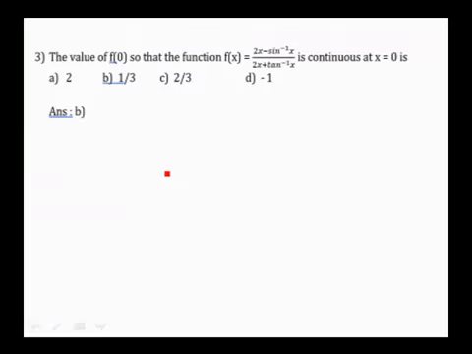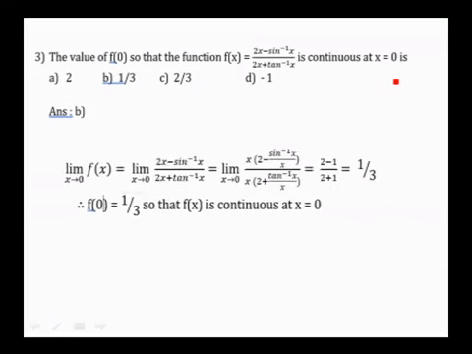The value of f(0) so that the function f(x) = (2x − sin⁻¹x)/(2x + tan⁻¹x) is continuous at x equals 0 is: a) 2, b) 1 by 3, c) 2 by 3, d) −1. So if you just consider this one, if I take x as a common factor in the numerator and also in the denominator, the limit of f(x) as x tends to 0, I am just trying to find out that one. So x and x get cancelled.